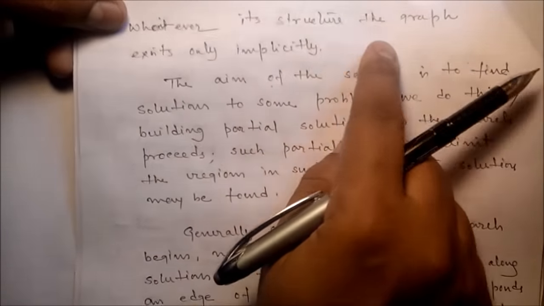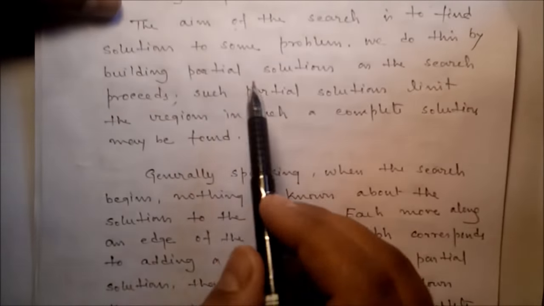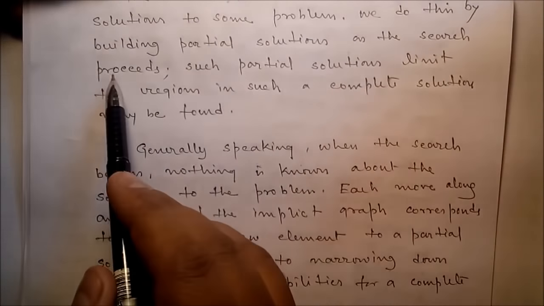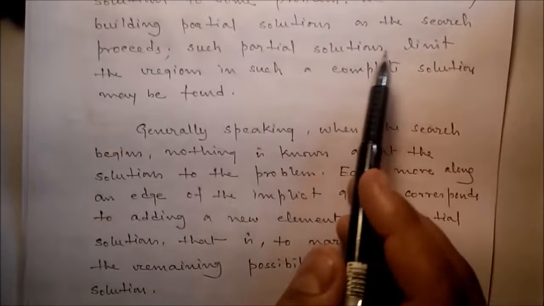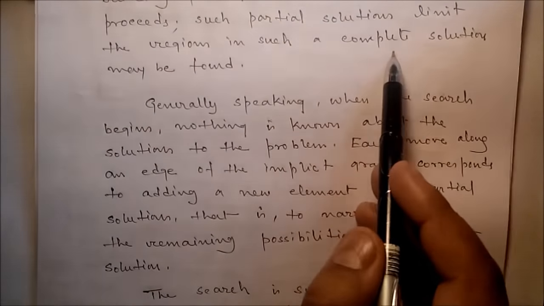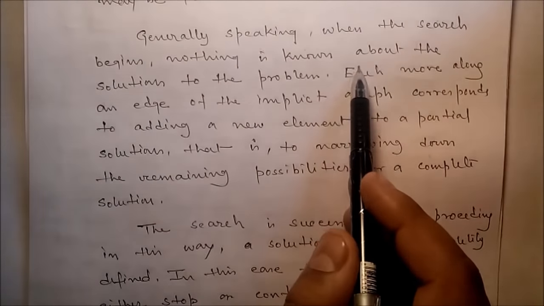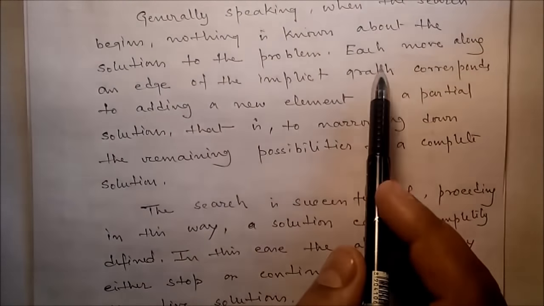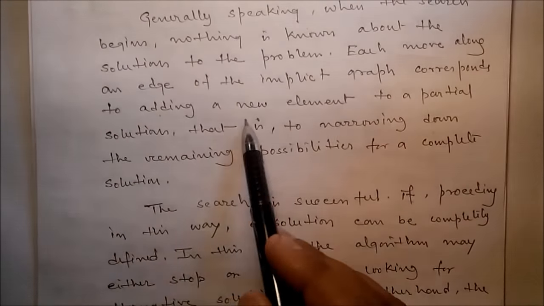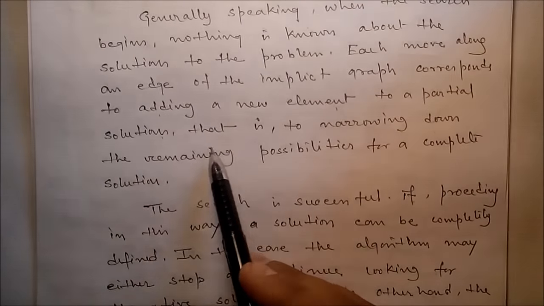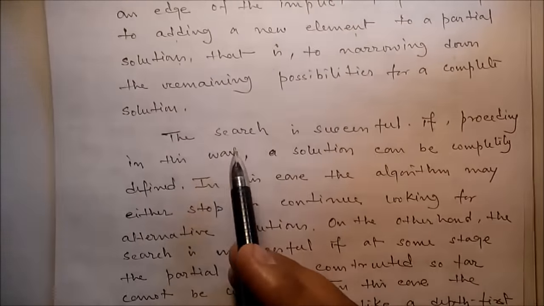Next, whatever its structure, the graph exists only implicitly. The aim of the search is to find solutions to some problem. We do this by building partial solutions as the search proceeds. Such partial solutions limit the regions in which complete solutions may be found. Generally speaking, when the search begins, nothing is known about the solutions to the problem. Each move along an edge of the implicit graph corresponds to adding a new element to a partial solution, that is, to narrowing down the remaining possibilities for a complete solution.